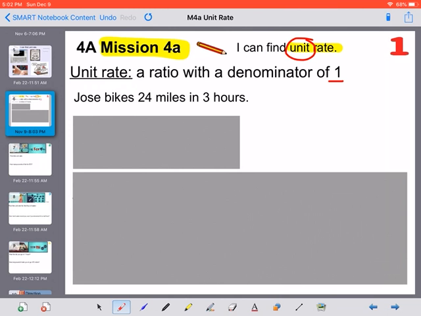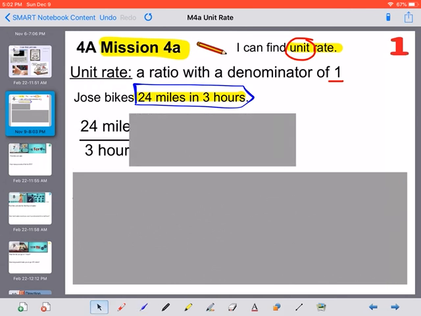For example, if Jose bikes 24 miles in 3 hours, the unit rate would be, well, how many miles can he bike in 1 hour? So finding it with a denominator of 1, or in terms of 1 hour, or whatever time frame we're looking at. So we can write this as a proportion or a ratio. 24 in 3 hours would be written as 24 miles in 3 hours.